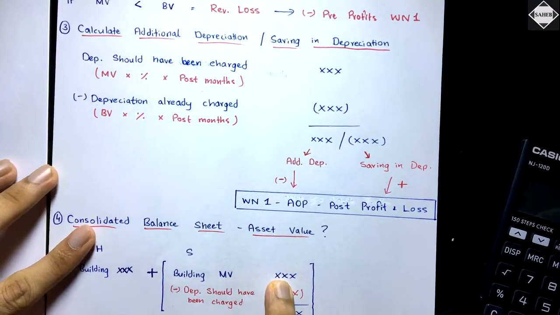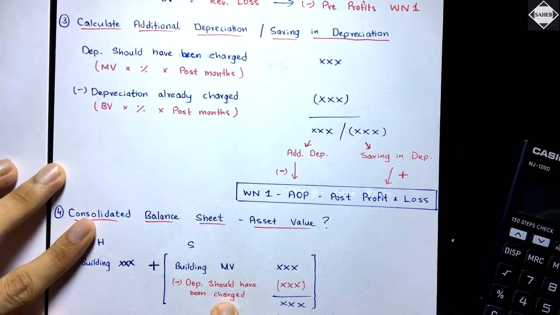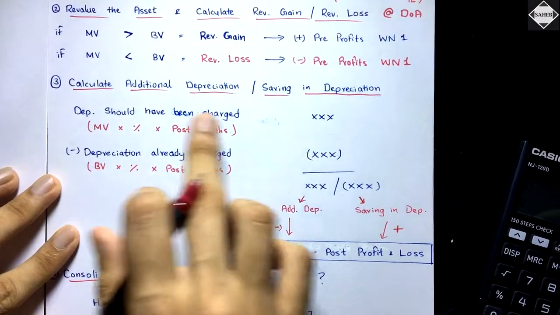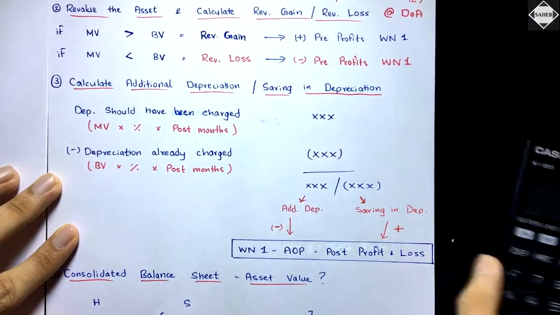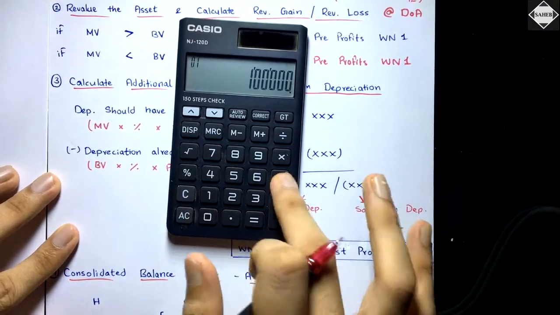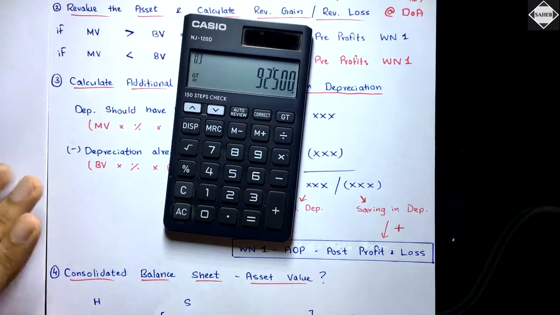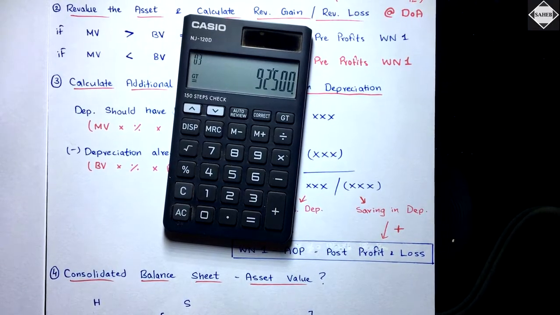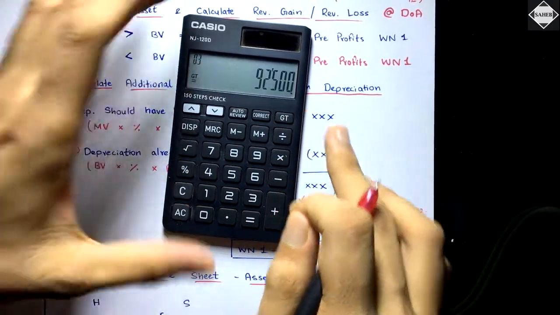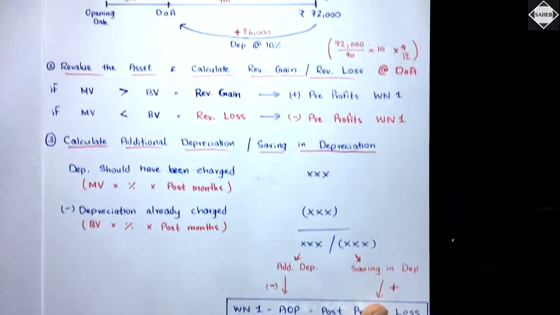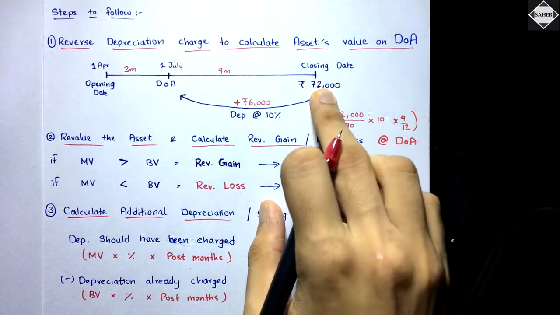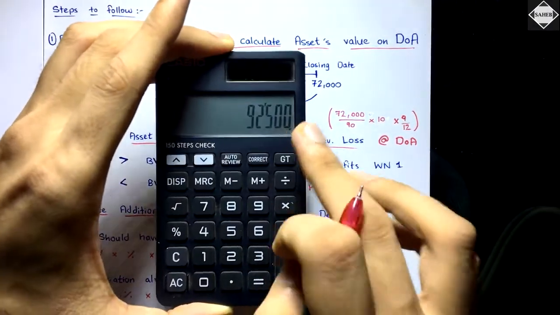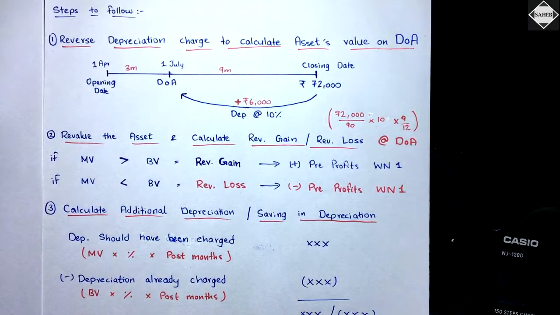Building market value 1 lakh minus depreciation that should have been charged. Where will you get this? How much was that? 7,500. So 1 lakh minus 7,500 is equal to 92,500. This is the value of the subsidiary's building in the consolidated financial statement. In the subsidiary's own financial statement there will be no effect. They will still show the building at the book value of 72,000 only. This is only in the consolidated financial statement. Is that clear? So you understood how we have to do it.